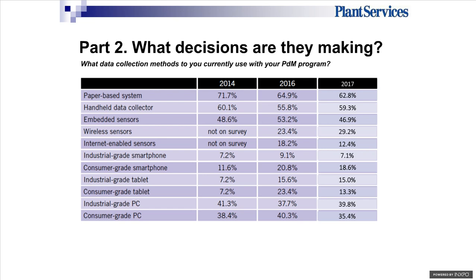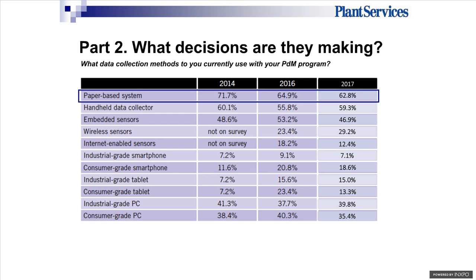So this slide is also a favorite of mine. It's what data collection methods do you currently use with your PdM program? And on top, for the third year running, is still a paper-based system. So these questions were not mutually exclusive, right? So we asked people to choose all that applied. So it's not that 62% this year, or 60%, close to 63% are using paper and nothing else. It's just that 63% of people this year said they were using paper, 59% said handheld data collector.